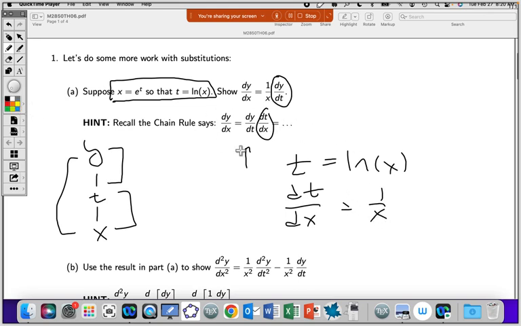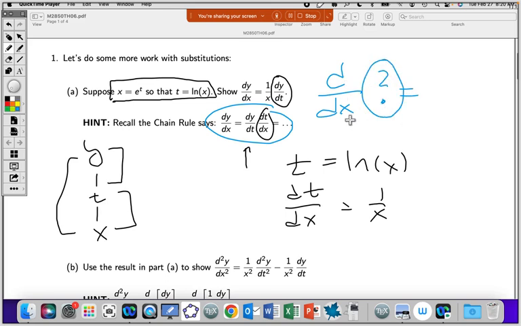But what this is really saying is that if you're trying to take the derivative of something with respect to x, whatever that thing is, if you're taking a d dx, the way you do it is you take 1 over x times the derivative of that thing with respect to t.